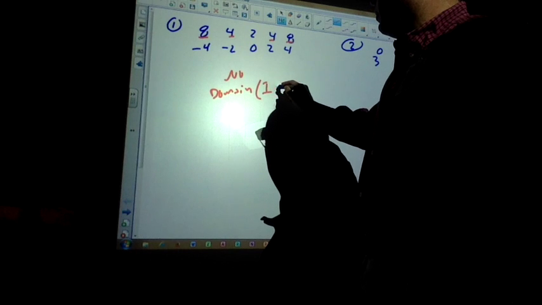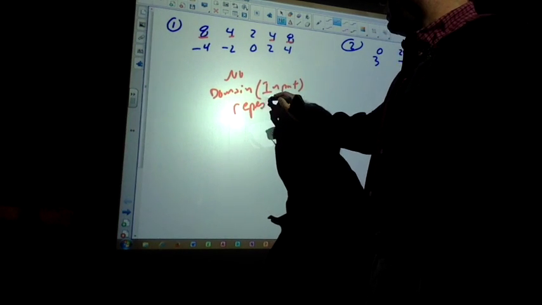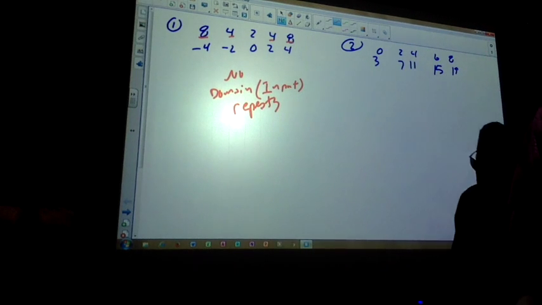which is also called input, repeats. And that's a legitimate answer.